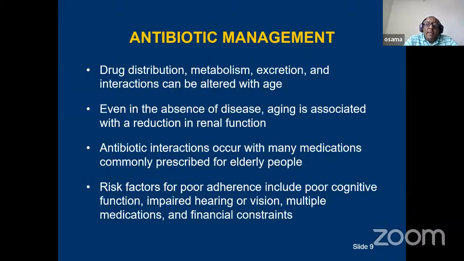Antibiotic management. Drug distribution, metabolism, excretion, and interaction can be altered with age. As you know, the renal system will be affected most of the time in the elderly, so the excretion will be slow. That's why the distribution, metabolism, and excretion will change. It is not like in the younger. Even in the absence of disease, aging is associated with a reduction in renal function. Antibiotic interactions occur with many medications commonly prescribed for elderly people. Risk factors for poor adherence include poor cognitive function, impaired hearing or vision, multiple medications, and financial constraint.